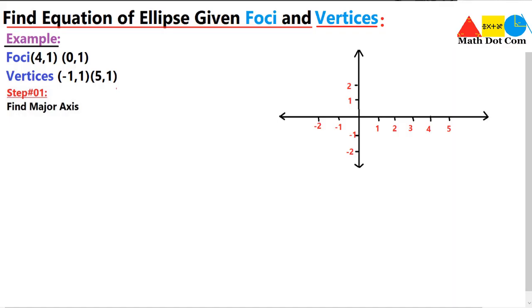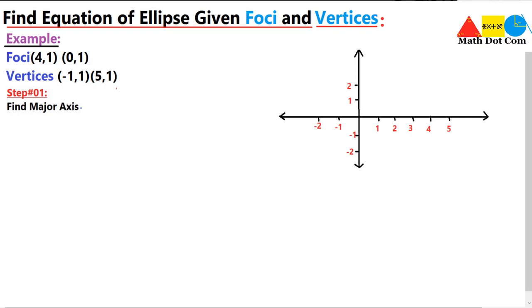Today we will learn how you can find the equation of an ellipse when you are given the foci and vertices. These are the two elements of the ellipse, given as the coordinates of the foci and the coordinates of the vertices. So step 1 is we have to find the major axis. As in the previous lecture, we have seen that we always start by finding the major axis first, then we move forward.